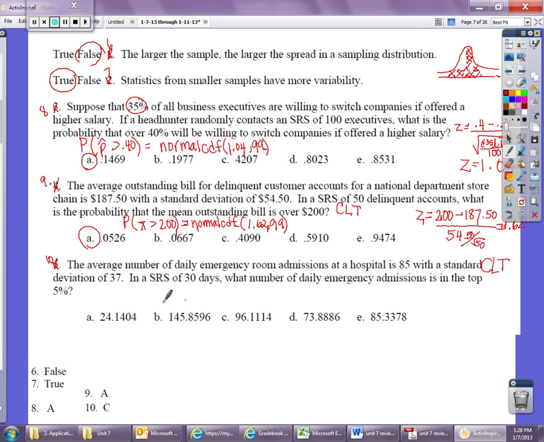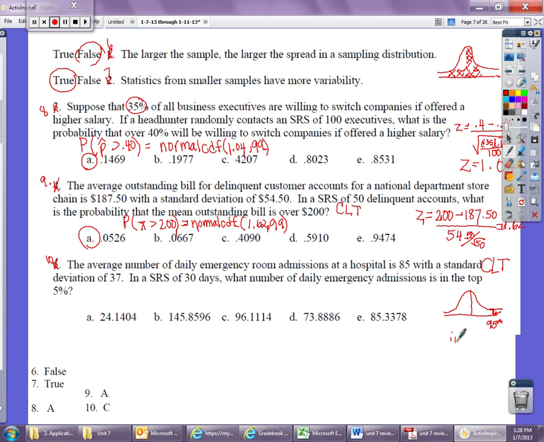There we go. So you're looking for, in a simple random sample, what is the top 5%? For the top 5%, you're going to work backwards here. So in this case, normal curve, mean is here, top 5% is up here. So that's the 95th percentile.